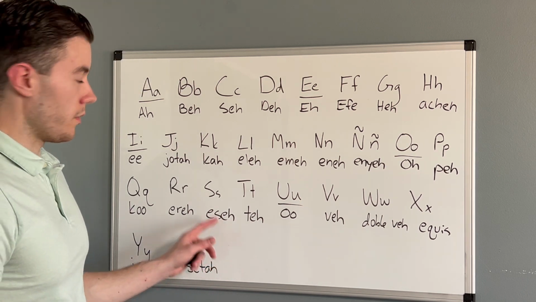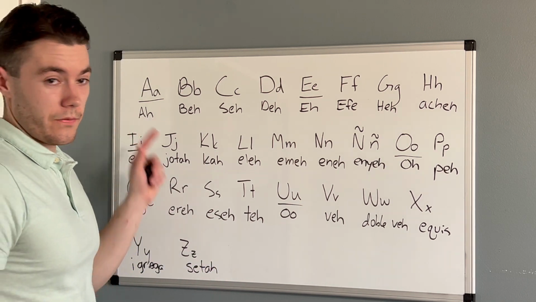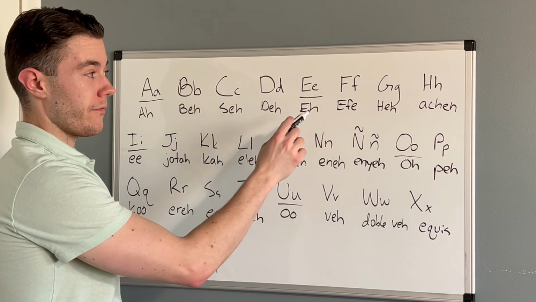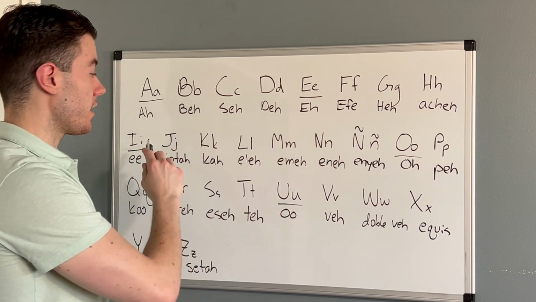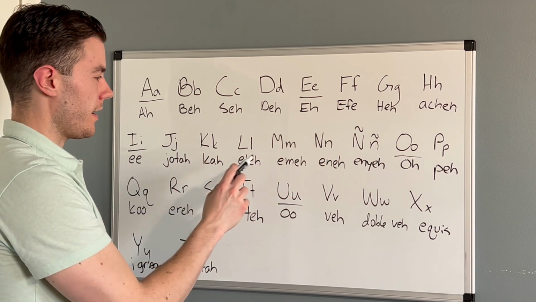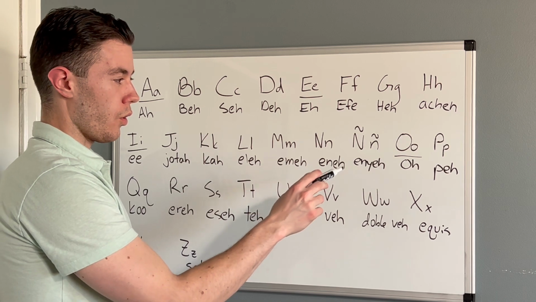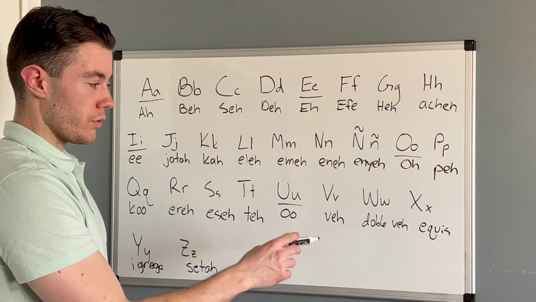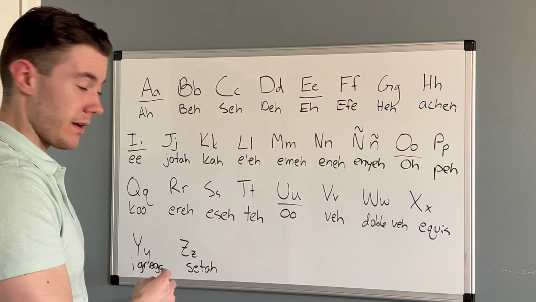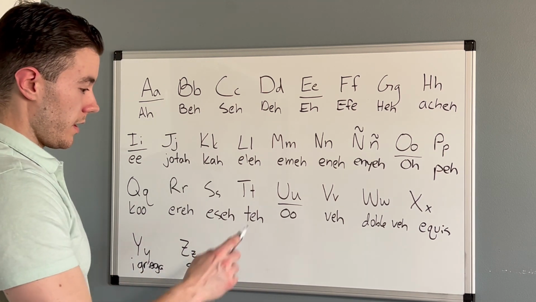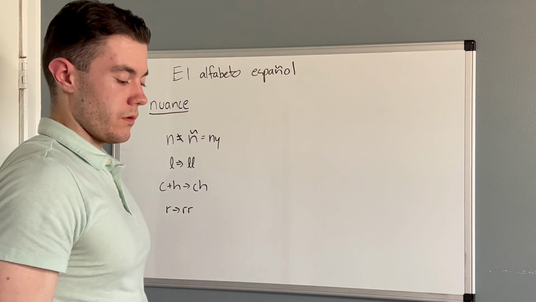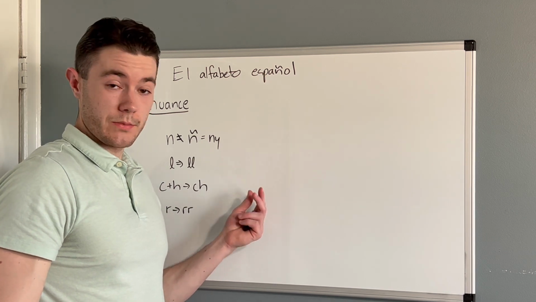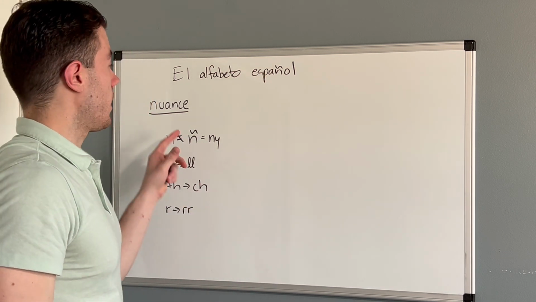So just run through all the letters in the alphabet quickly. A, B, C, D, E, F, G, H, I, J, K, L, M, N, Ñ, O, P, Q, R, S, T, U, V, W, X, Y, Z. That's the Spanish alphabet. Okay, so we learned the names of all the letters and what sounds they make.